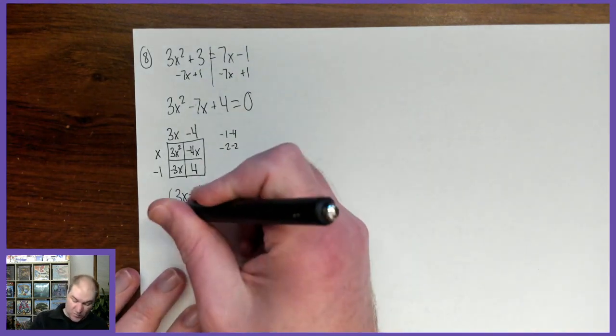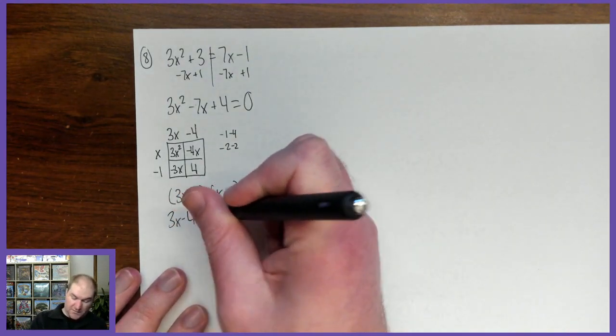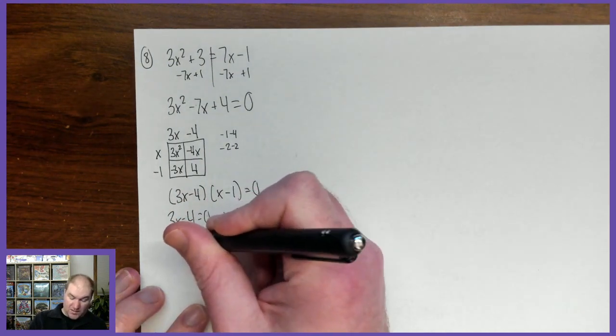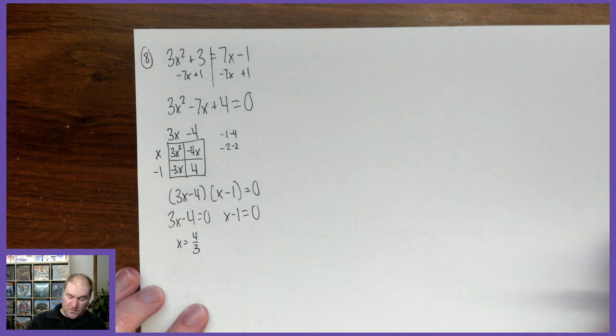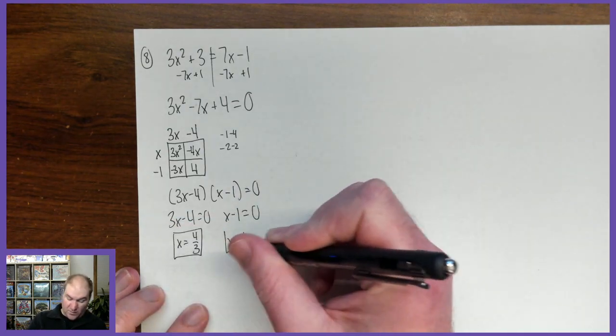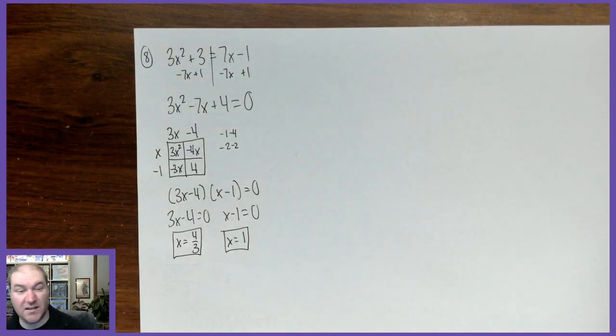Let's set each one equal to 0. And this one's going to be 4/3 positive. And this one's going to be x equals 1 positive. Here's the answer to number 8.